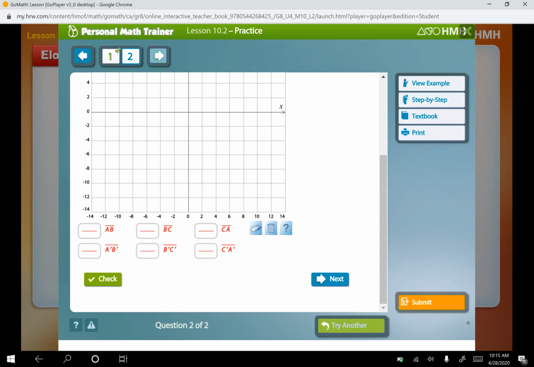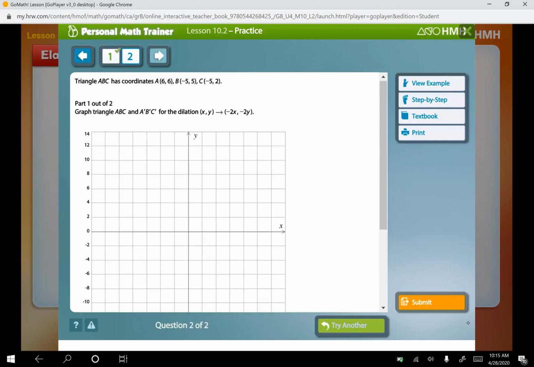Now let's go ahead and go to number 2. What we're going to do is graph that triangle, and we're also going to do a dilation of multiplying each ordered pair by -2. So the x gets multiplied by -2 and the y gets multiplied by -2. I'm going to use paper over here and write down those coordinates just so I can stay in one place and not be moving back and forth.